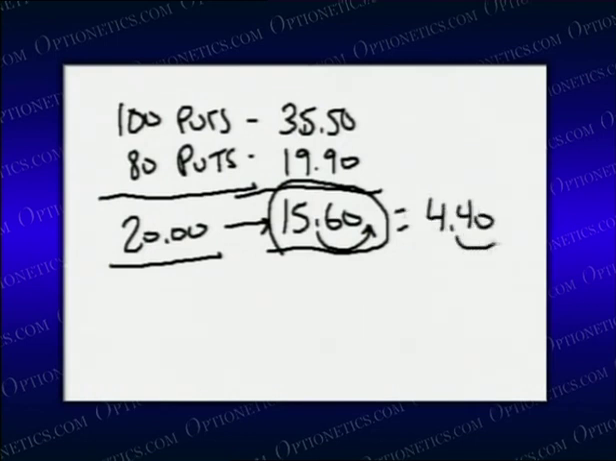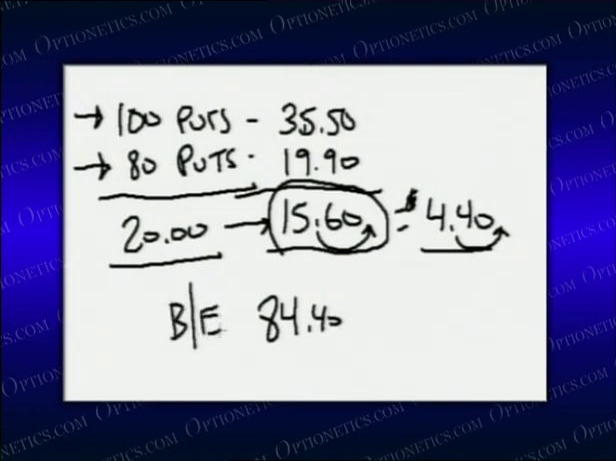$4.40, or move that over, $440. Exactly. Okay? Now, determining the break even on this position is just as simple. We can do it a couple of ways. We can take the 80 puts and add the 440 onto it to get 8440. Or we could take the 100 puts and subtract the $15.60 debit. And either way, we're going to come up with the same break even of 8440.